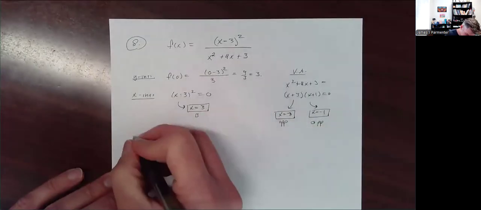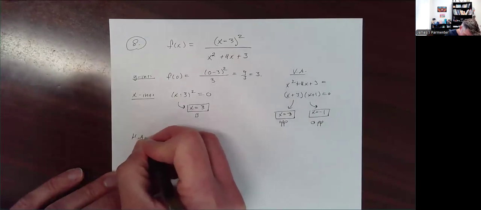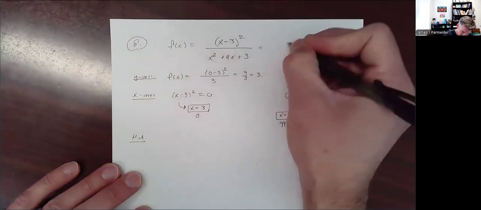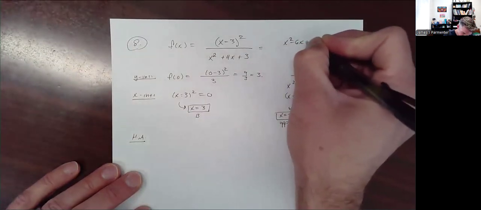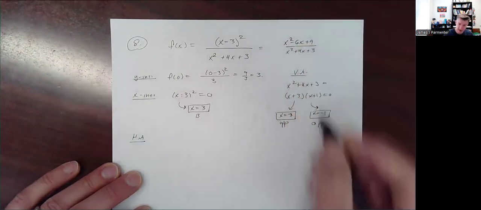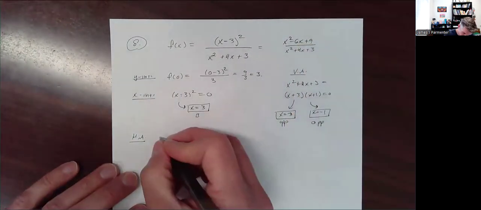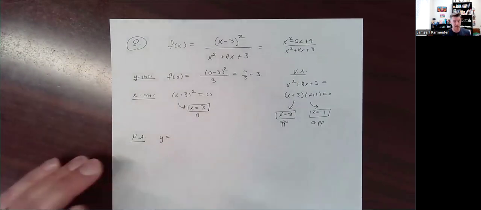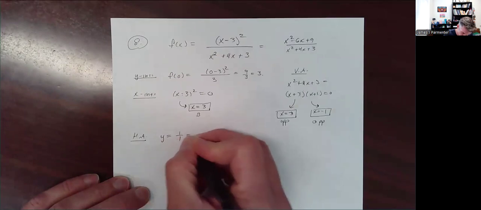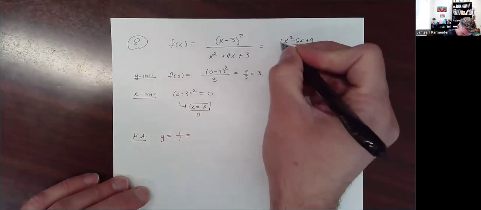And finally, the horizontal asymptote. If you multiply out the top, the degree is 2, right? If we multiply this out, it's x squared minus 6x plus 9 over x squared plus 4x plus 3. Since the degrees are the same, the horizontal asymptote is not always 1. It's 1 because it's the quotient of the leading coefficients, which are 1 over 1.